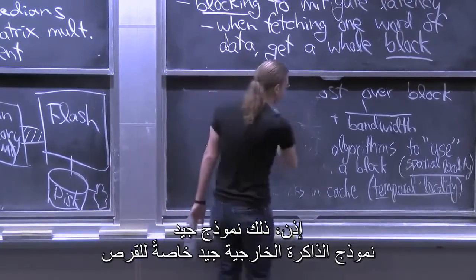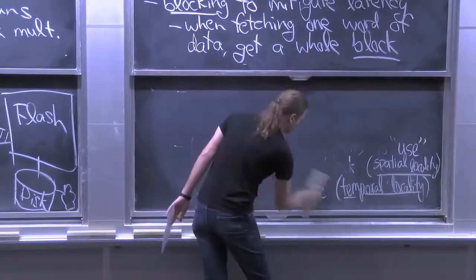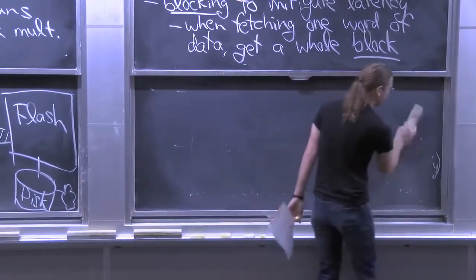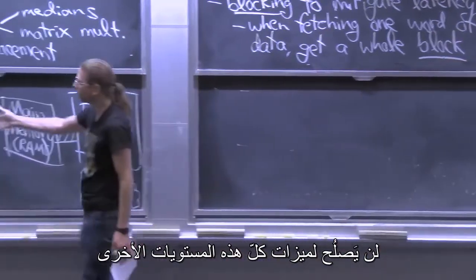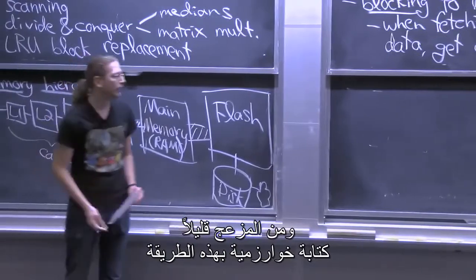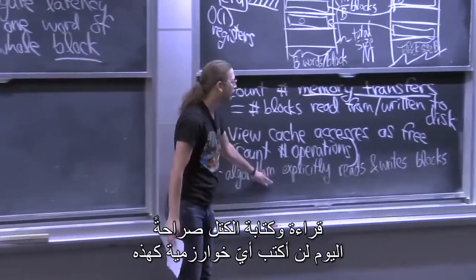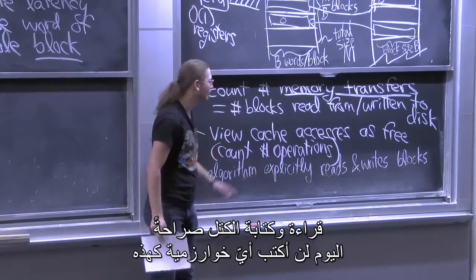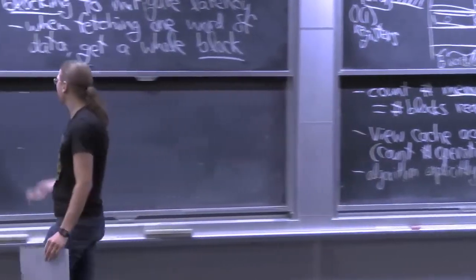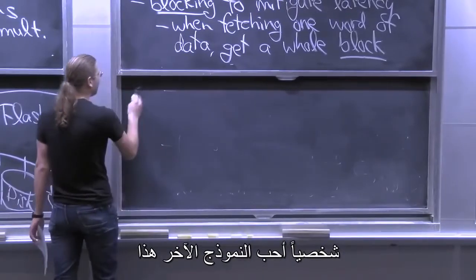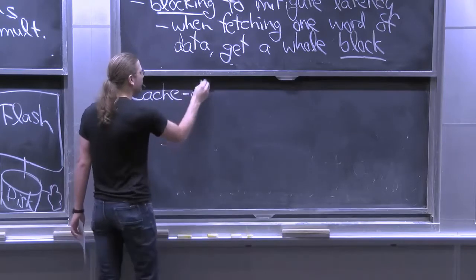So that's a good model. External memory model is especially good for disk. It's not going to capture the finesse of all these other levels. And it's a little bit annoying to write algorithms in this way, explicitly reading and writing blocks. Today, I will not write any such algorithms, although you could think about them. I personally love this other model, just cache obliviousness.